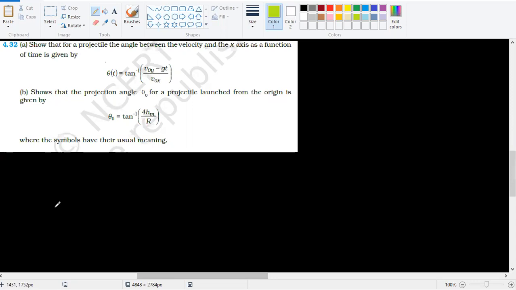Show that for a projectile, the angle between the velocity and the x-axis as a function of time is given by... So the velocity is u, this is theta, so ux is equal to u cos theta. So the angle between the velocity and the x-axis. So that means at every point, right?